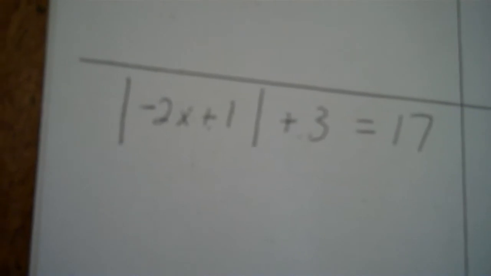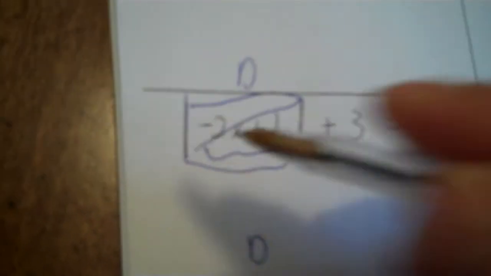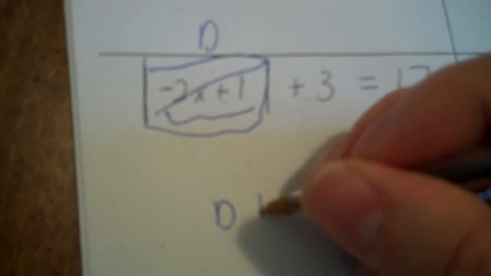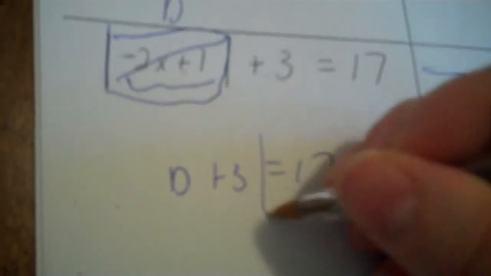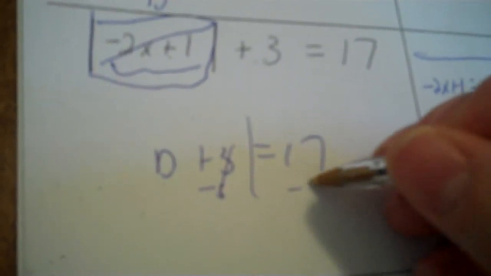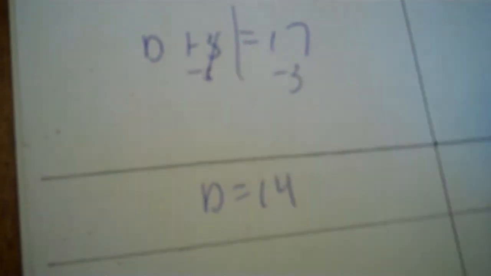Okay, next one, the absolute value of negative 2x plus 1, and then after the function is over, plus 3 equals 17. So within the absolute value, we have the expression negative 2x plus 1. Take out your absolute value function, replace it with d. So you have a d, no multiplying number, and then plus 3 equals 17. So you minus 3, and d equals 14. It's positive, so we continue. So you could be at 14 or negative 14.